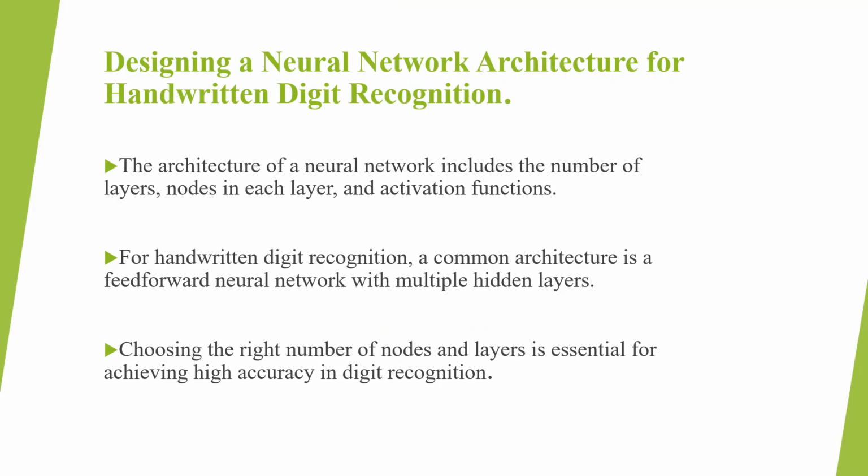Designing a neural network architecture for handwritten digit recognition. It covers how to design a neural network architecture, including decisions about the number of layers and nodes, which are essential for effective digit recognition. The architecture of a neural network includes the number of layers, nodes in each layer, and activation functions. For handwritten digit recognition, a common architecture is a feed-forward neural network with multiple hidden layers. Choosing the right number of nodes and layers is essential for achieving high accuracy in digit recognition.